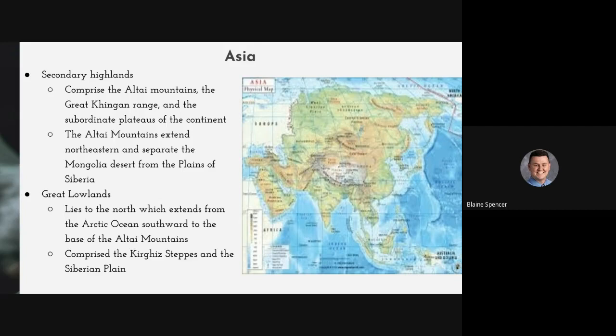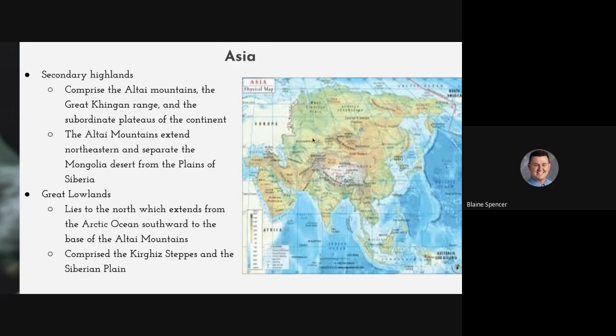And so last but not least, we're going to talk about the Great Lowlands. The Great Lowlands, or the Central Depression of Asia, are going to be mainly up in this region. When you're looking at this, the green is going to be flat regions. It lies to the north, extending from the Arctic Circle, the Arctic Ocean up here, southward to the base of the Altai Mountains, right here.